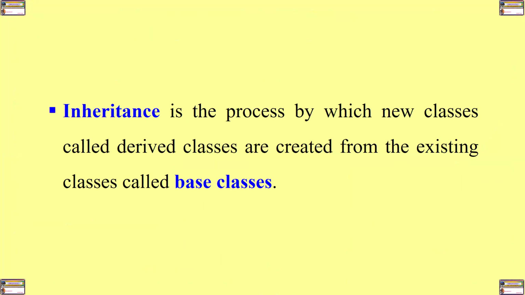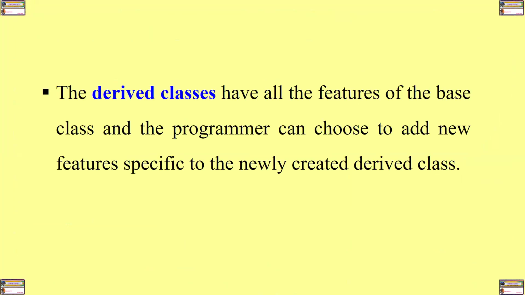Inheritance is the process by which new classes called derived classes are created from the existing classes that we call the base classes. The derived classes have all the features of the base class, and the programmer can choose to add new features specific to the newly created derived class.